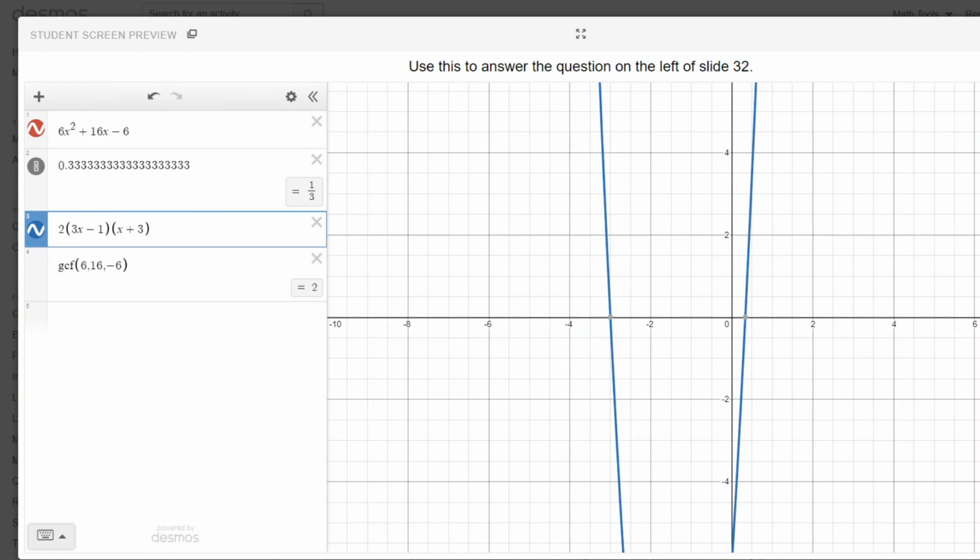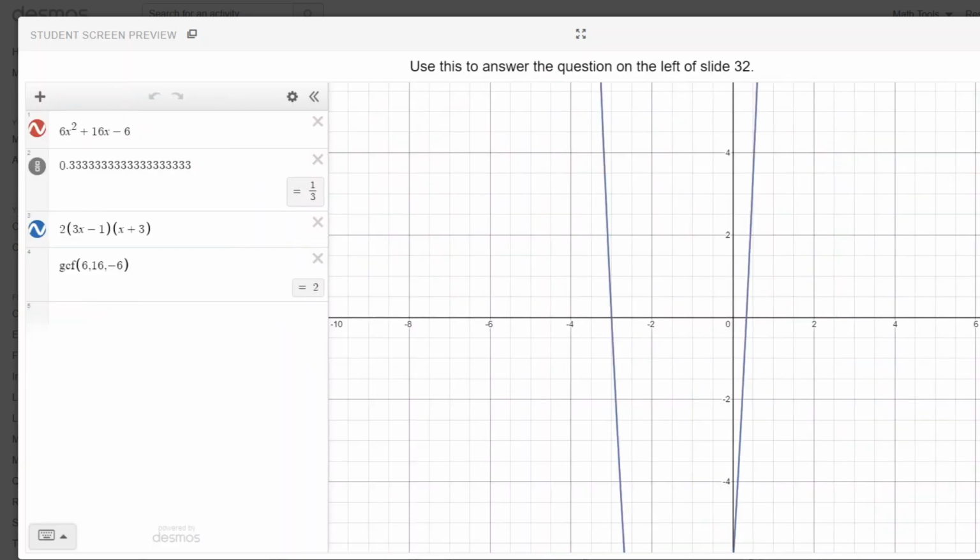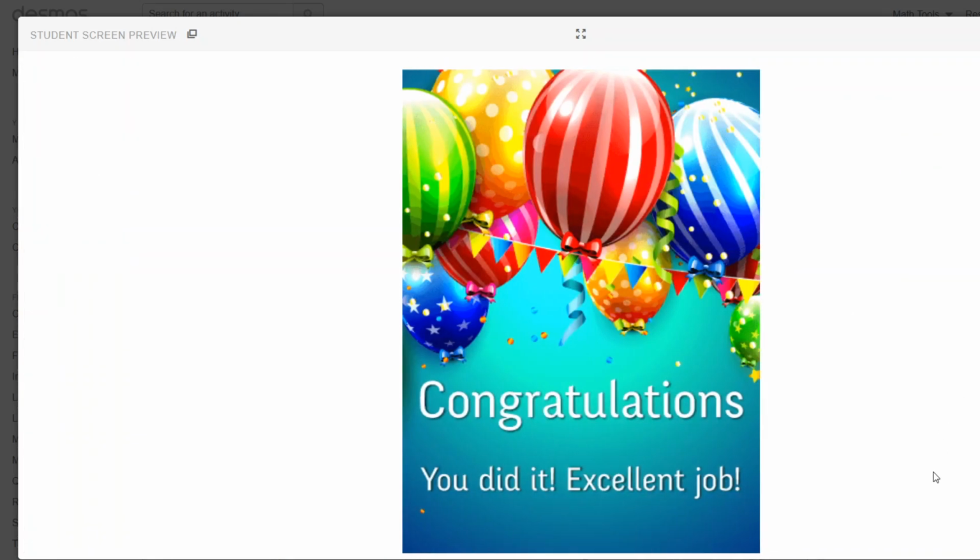So all we need to do is just pick those answers. 2, 3x minus 1, and x plus 3. And there is no checkbox for this one. There will be when I go to look, but for right now, that's it. And that's your last segment.